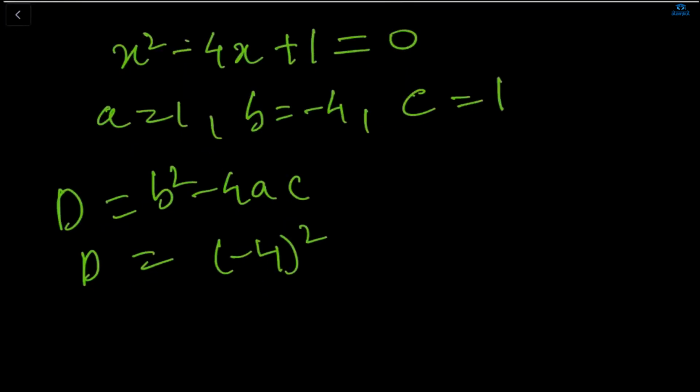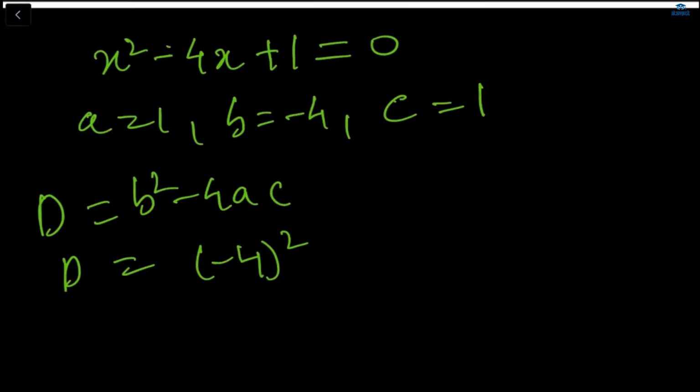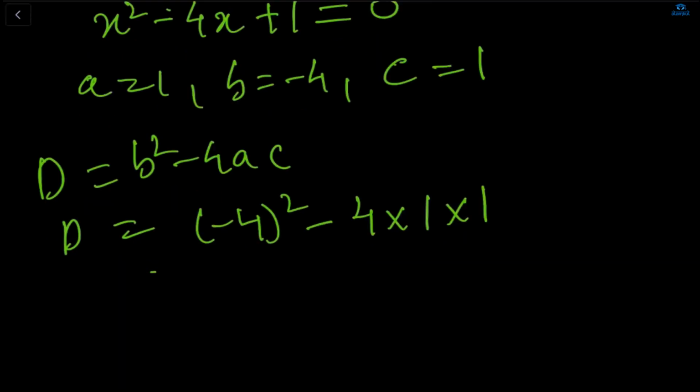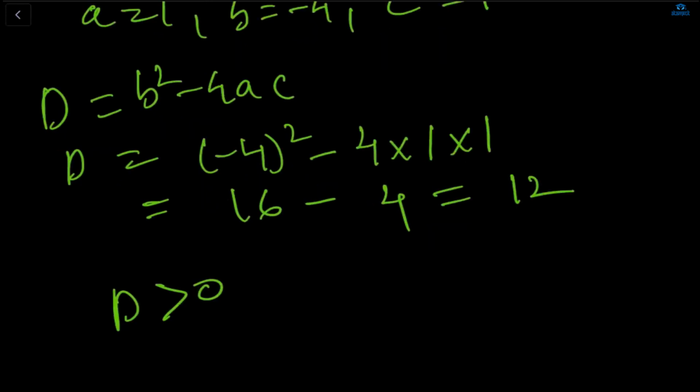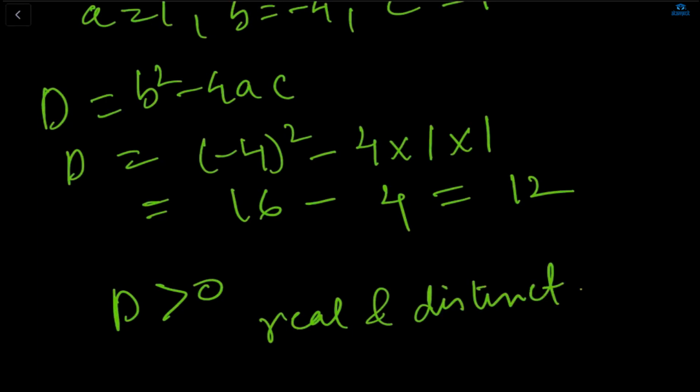D is equal to minus 4 whole square minus 4 multiplied by 1 multiplied by 1. It will be 16 minus 4. So what you will get? You will get 12. So D is greater than 0. So what type of roots you will find? Real and distinct. In a 1 mark question, you can get that. Tell what type of roots you will get. So in a 1 mark question, you can easily do this.